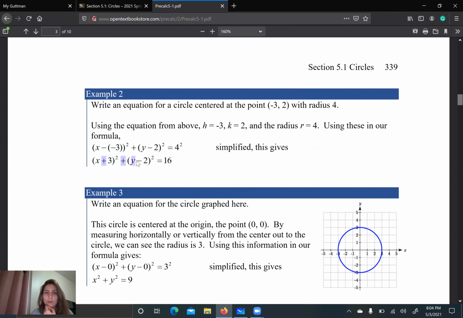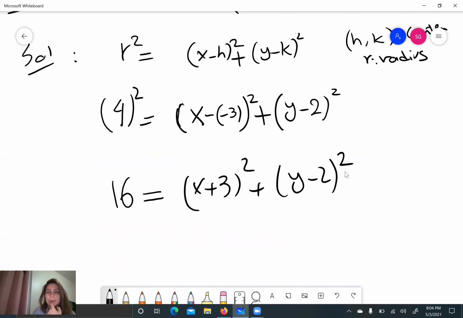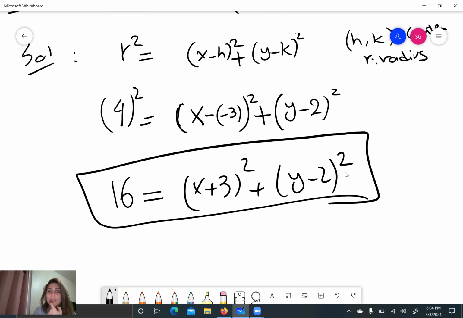(x + 3)² + (y − 2)² = 16. Yeah, that's it. So this is the equation of the circle centered at (−3, 2) with radius 4.